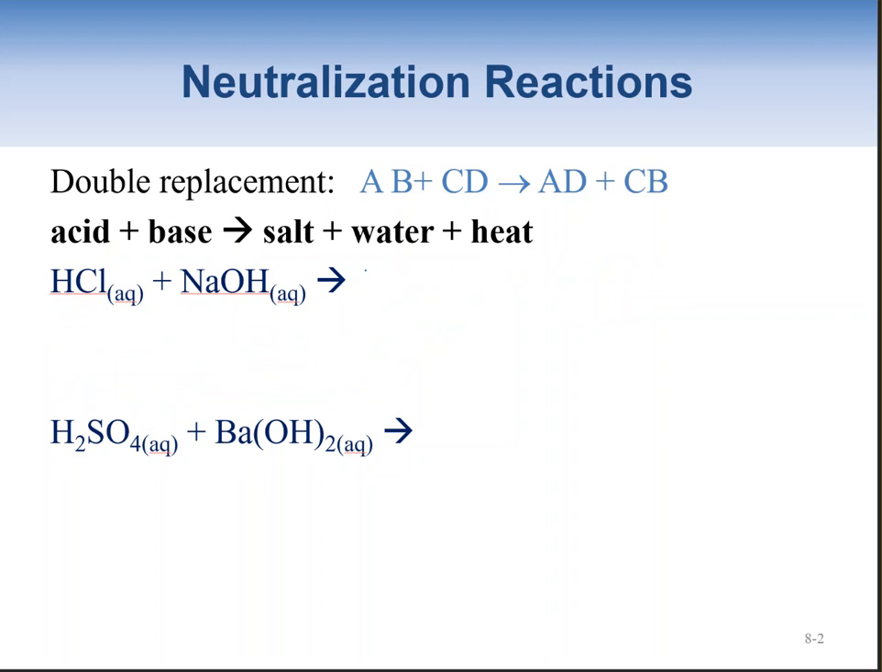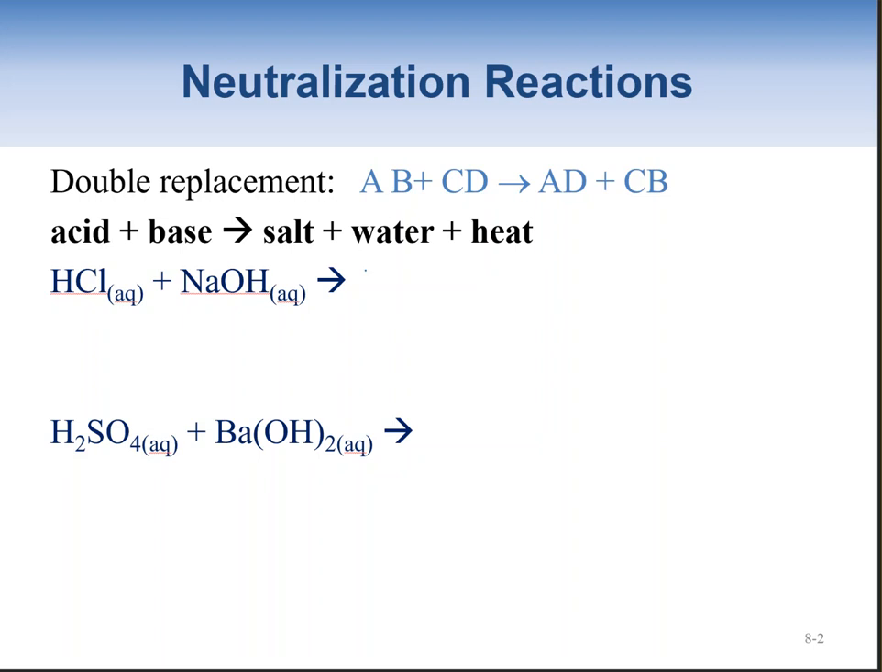Now, let's look at different types of double replacement reactions. Acid-base reactions are one type of double replacement reactions, and these are called neutralization reactions. So the products of an acid-base reaction are always going to be salt and water. So let's look at an example here. Here we see the reaction of hydrochloric acid and sodium hydroxide.